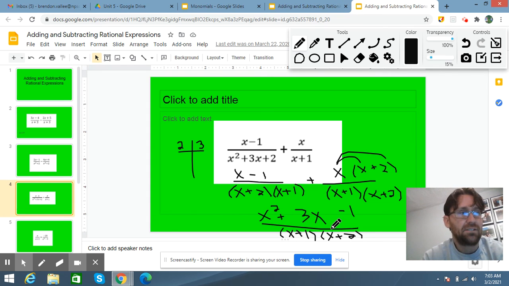In this case, you cannot cancel. You cannot factor this. What times what is negative 1 that adds to give you 3? It's not going to work. So in this case, you're done.